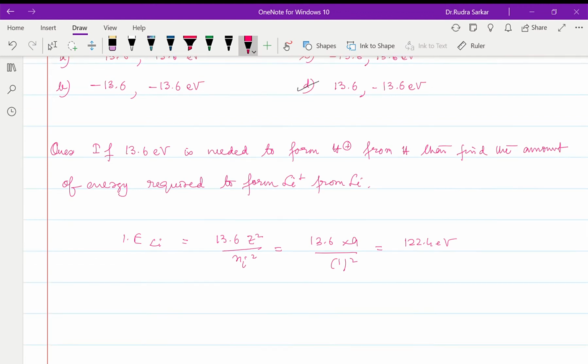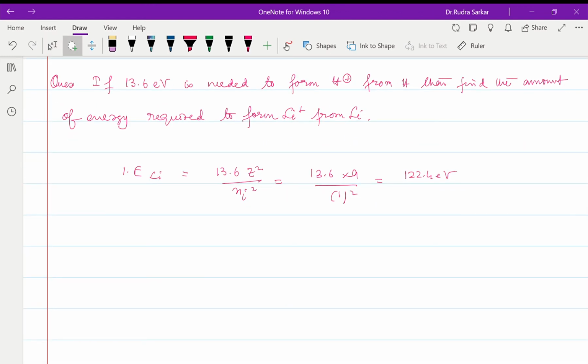Okay, let me keep this in black. So these are easy sums, see. It is not so difficult to do.